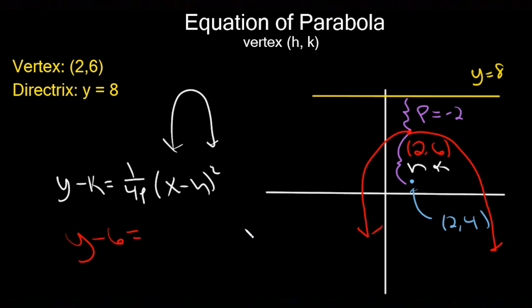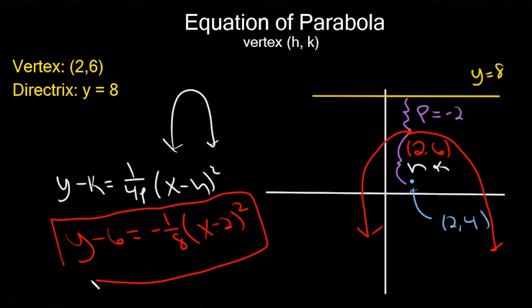And so when I plug it into this part here, 1 over 4 times p, that's going to give me negative 1 over 8. Because again, I'm plugging in a negative 2. 4 times negative 2, I get negative 8. So I get this fraction here, negative 1 over 8. And then in parentheses, I get x. My h value here is going to be 2. So minus 2, and then squared, and then I'm done. Here it is, right? So there's the equation of that parabola.